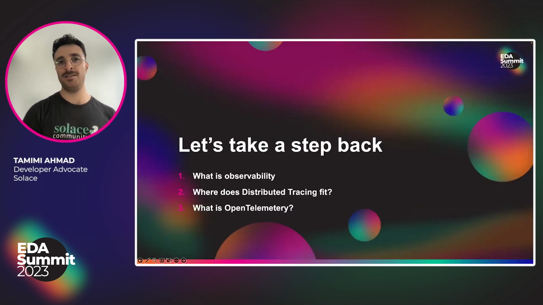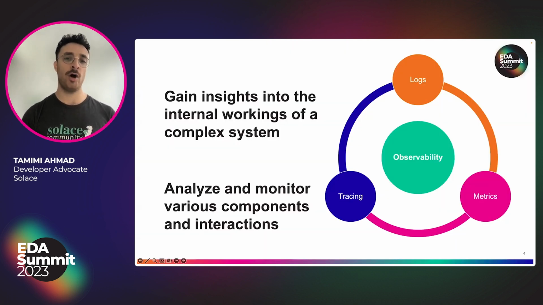Before we delve into the meat of the topic for today, I want us to take a step back and talk about particular topics. What is observability? Where does distributed tracing fit in the overall diagram, and what is OpenTelemetry? This would set the path to what we will be talking about later about event-driven architecture and distributed tracing in EDA. So observability, in general, involves gaining insights into the internal workings of a complex system. That also includes analyzing and monitoring various components and interactions.